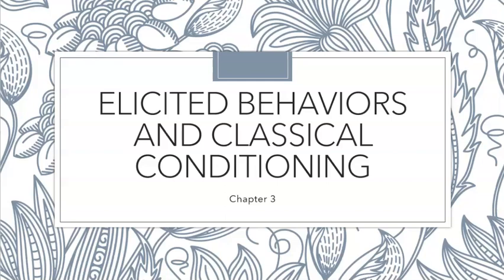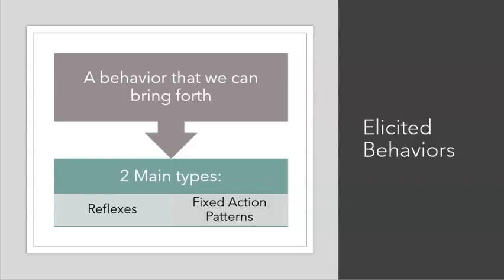So let's now get into Chapter 3. The first thing we need to know is what is an elicited behavior, because that's really what Chapter 3 is all about. So an elicited behavior is really just any behavior we can bring forth. So it's not necessarily an automatic behavior. If you think about, say, breathing, we just breathe. We just do it. But an elicited behavior is something we can bring forth.